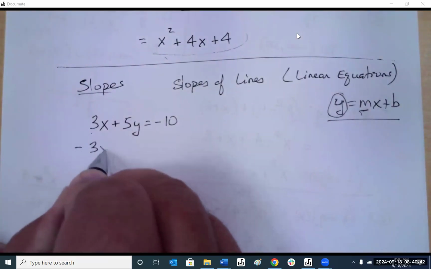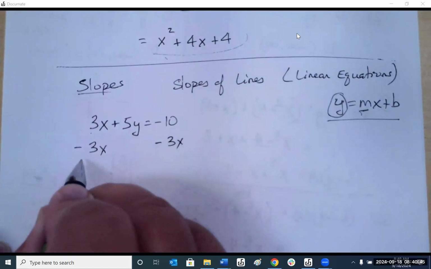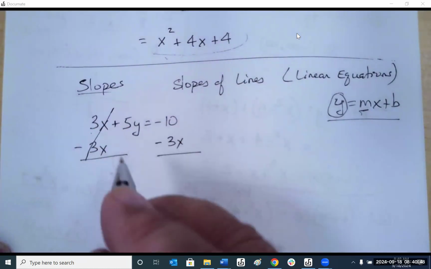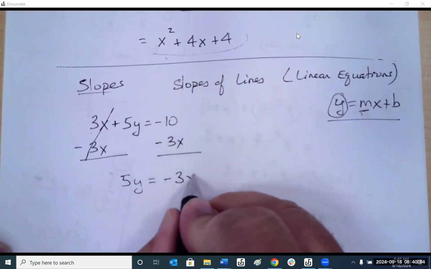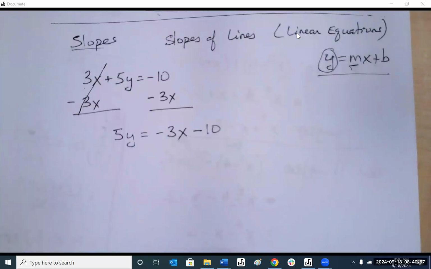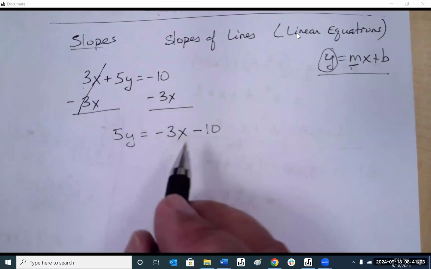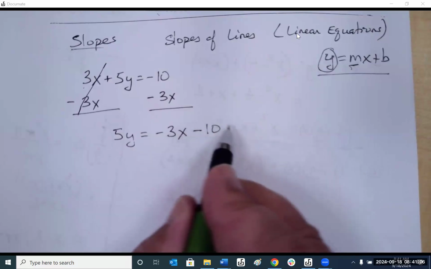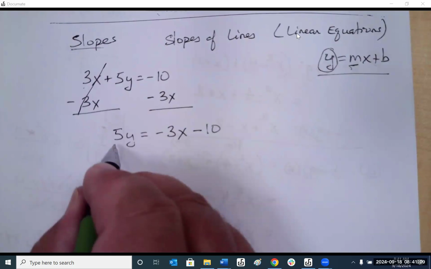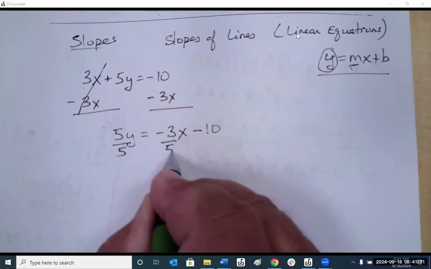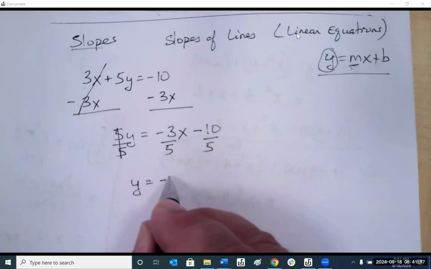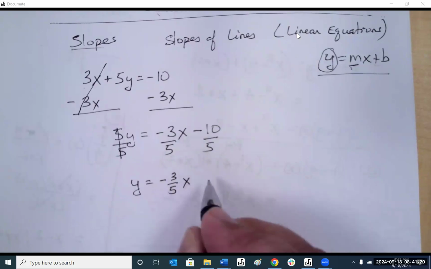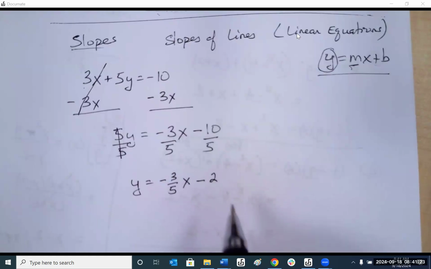So we subtract 3x from both sides. We have negative 3x, negative 10. What's the next step? Nope, this is not like terms. This is x, that's not x. Apples and oranges. Divided by 5. Divide each term by 5 now. So now we have y by itself equals negative 3 over 5 x minus 10 over 5, which is 2.